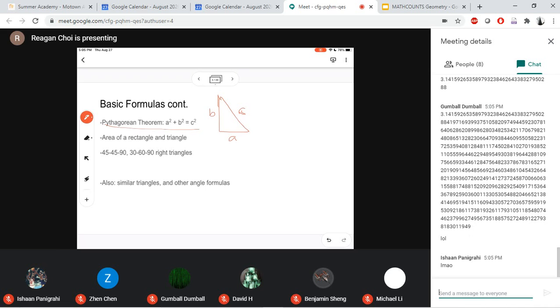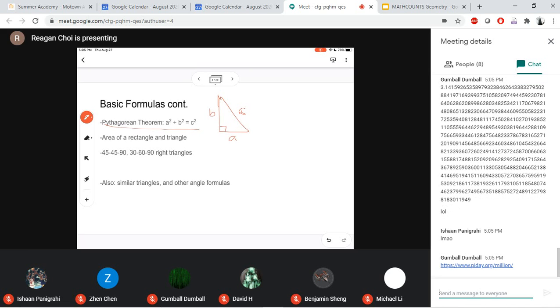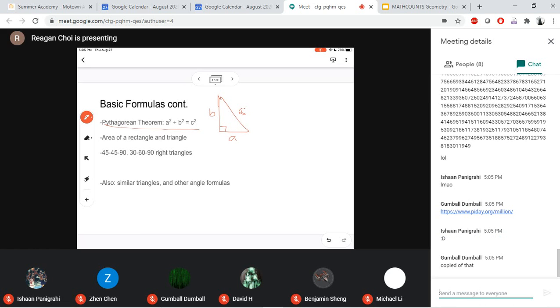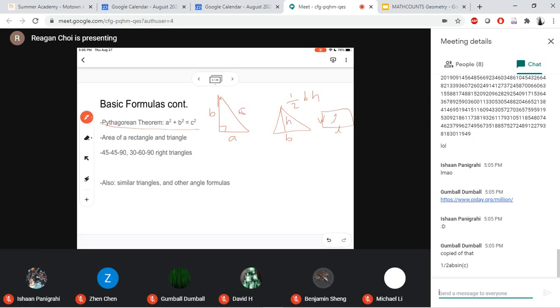Okay, so Pythagorean theorem. If it's a right triangle with legs A and B and hypotenuse C, you get the formula a squared plus b squared equals c squared. The area of a triangle is half base times height. The area of a rectangle is length times width. Yeah, half a b sine c.